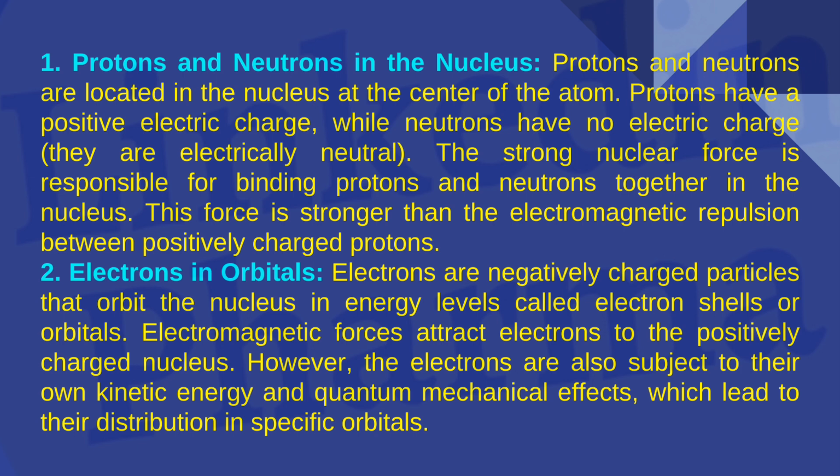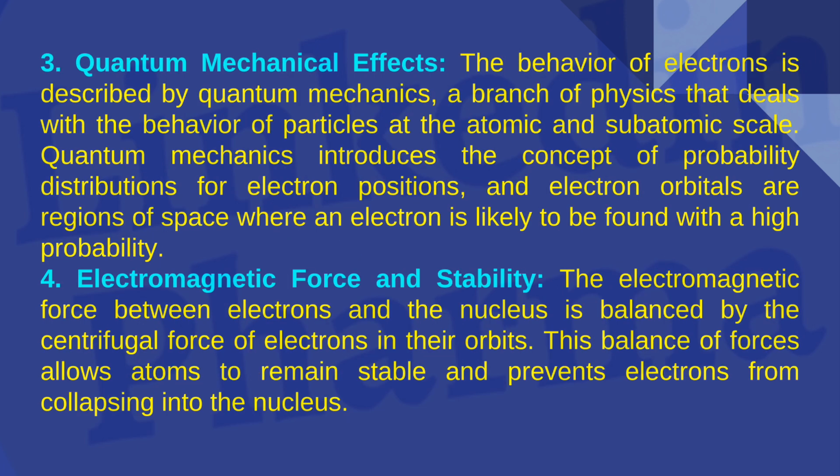2. Electrons in orbitals. Electrons are negatively charged particles that orbit the nucleus in energy levels called electron shells or orbitals. Electromagnetic forces attract electrons to the positively charged nucleus. However, the electrons are also subject to their own kinetic energy and quantum mechanical effects, which lead to their distribution in specific orbitals.